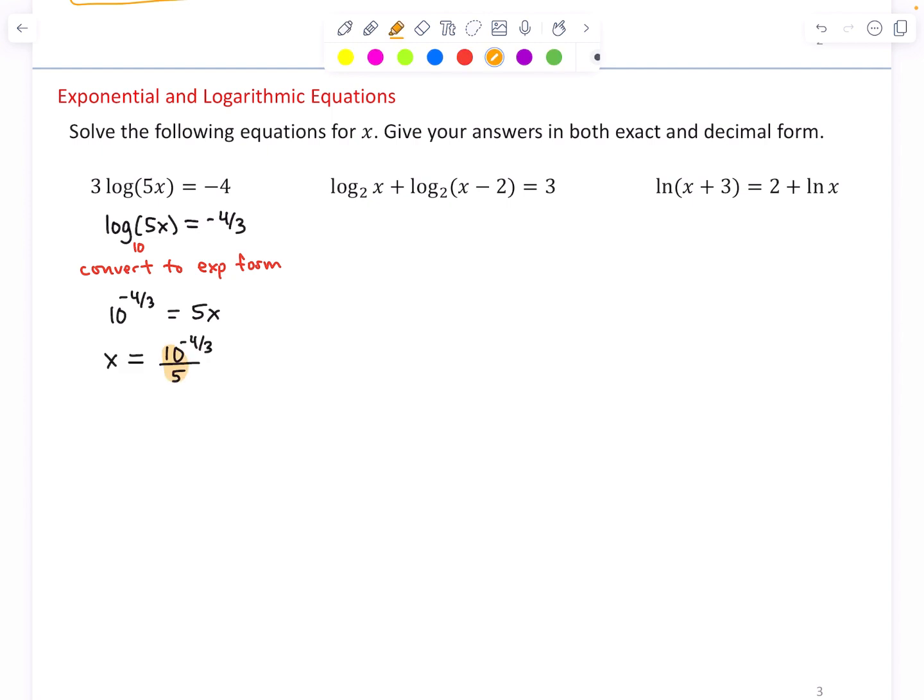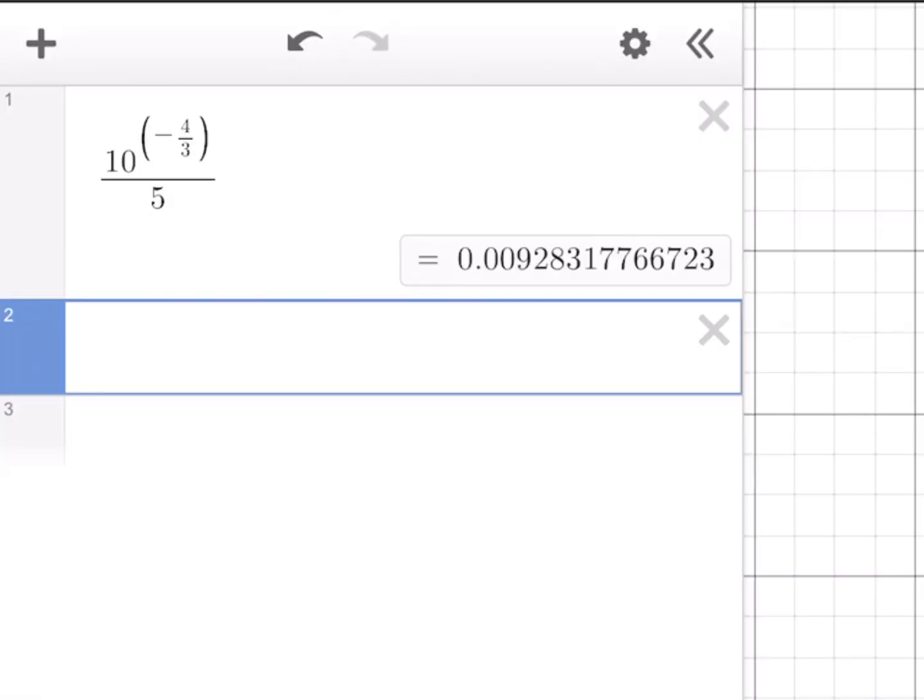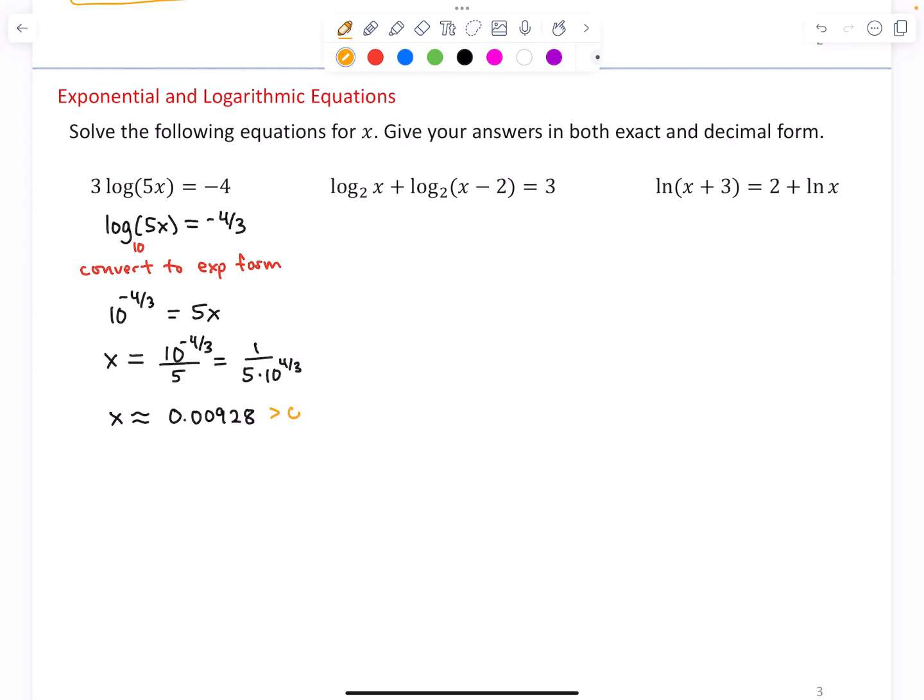Now be careful that you don't simplify 10 over 5 and say 2 to the negative 4/3, because the 10 has a power on it, but the 5 does not. However, I could write this as 1 over 5 times 10 to the positive 4/3, and we could manipulate this even further, but I will choose to stop right here. However, at this point, we can notice that this is a positive value, and it is approximately 0.00928, confirming that this is a positive number.